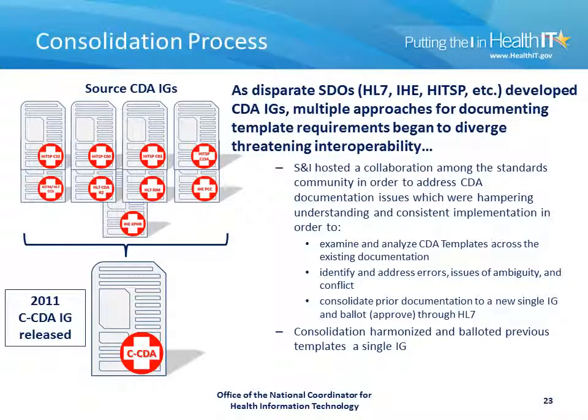As disparate standard development organizations developed CDA implementation guides, multiple approaches for documenting template requirements began to diverge, threatening interoperability. The Standards and Interoperability Framework within ONC hosted a collaboration among the standards community in order to address CDA documentation issues which were hampering understanding and consistent implementation, in order to examine and analyze CDA templates across the existing documentation to identify and address errors, issues of ambiguity, and conflict, and to consolidate prior documentation into a new single implementation guide and ballot through HL7. The consolidation effort harmonized and balloted previous templates into a single implementation guide.